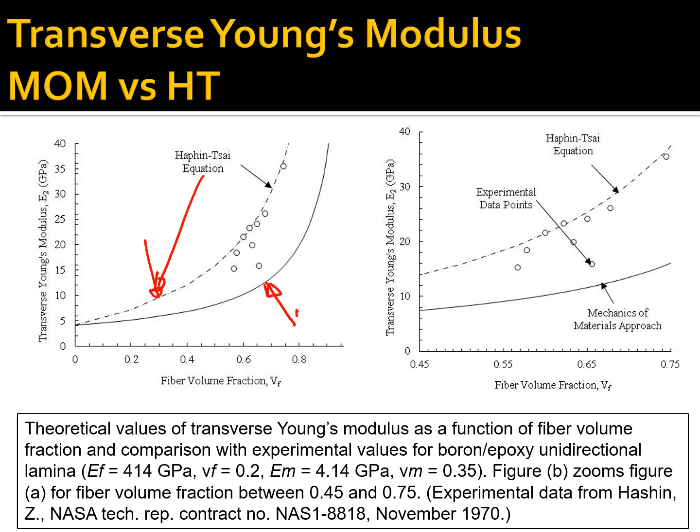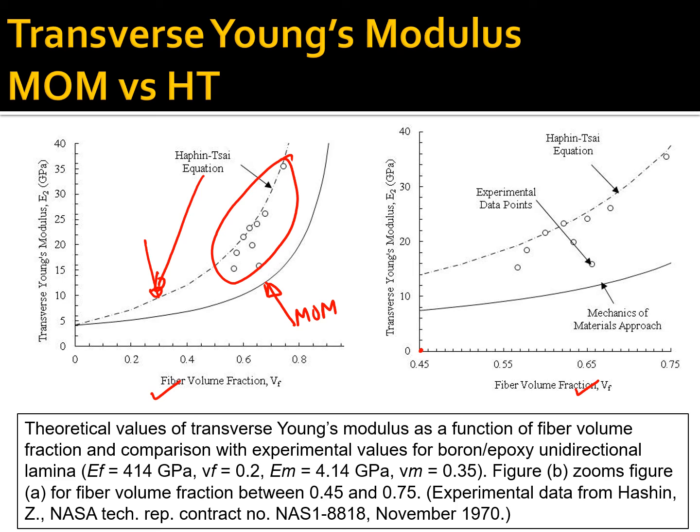This is your mechanics of materials approach. And these are your experimental data points. You can see how close the experimental data points are to the Halpin Tsai equation. This figure and this figure are exactly the same. The only difference is that we are plotting them for a smaller range of fiber volume fractions right here. And then again, it amplifies how good the Halpin Tsai equations are working.